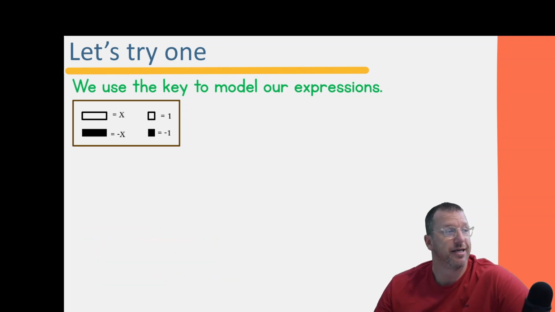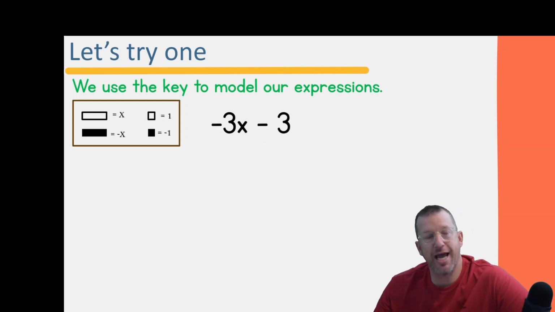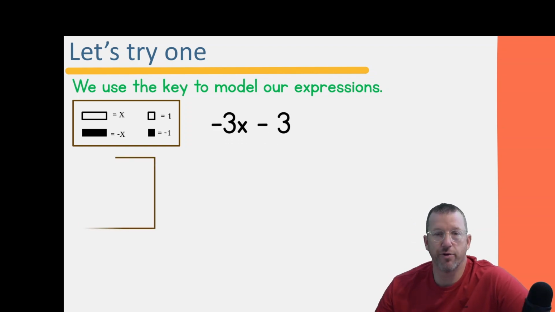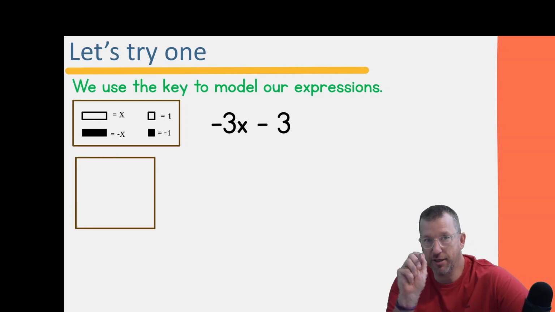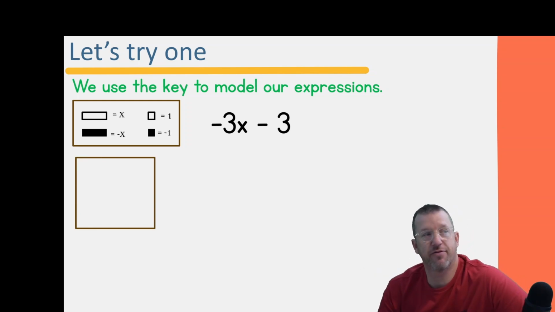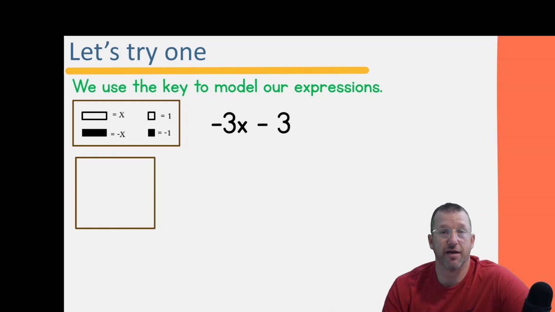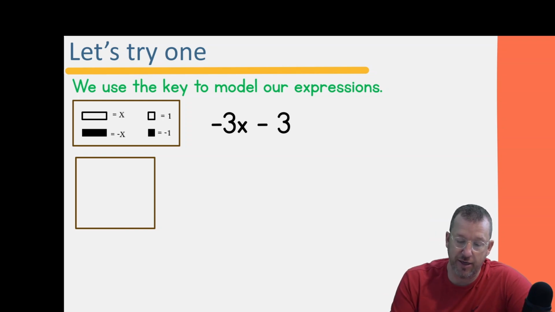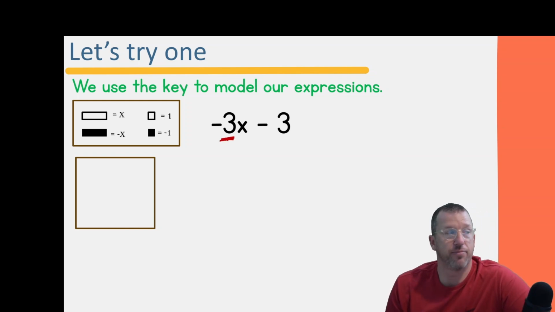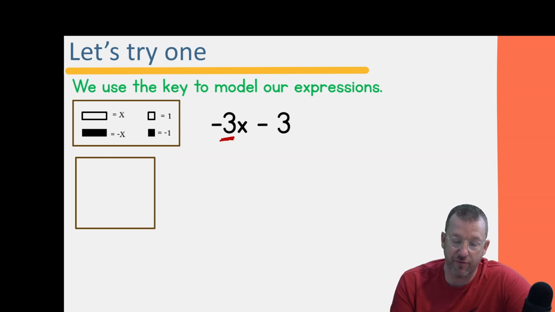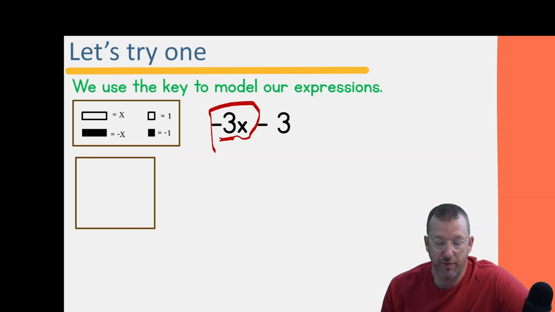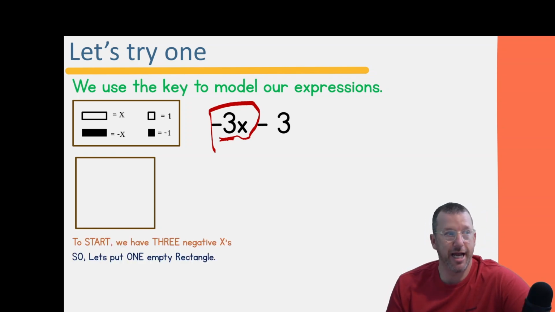Now here's where people get tripped up. So pay attention, for the love of Pete and all of his friends. Now I have negative 3x minus 3. How are we going to model that? Let me tell you what happens. A lot of kids see this negative 3, so they put in 3 black squares to show the negative 3 at the beginning of negative 3x. But that negative 3 is connected to the x. What it's telling us is we have 3 negative x's.